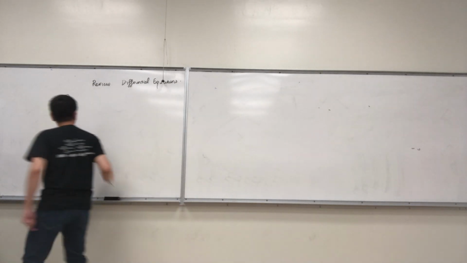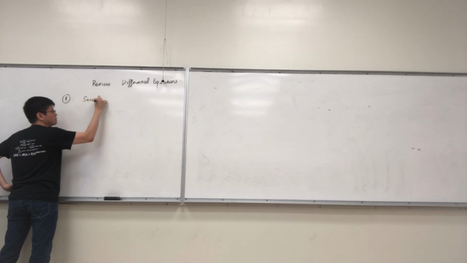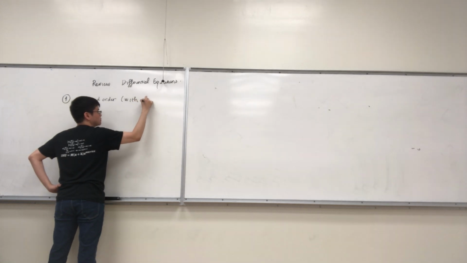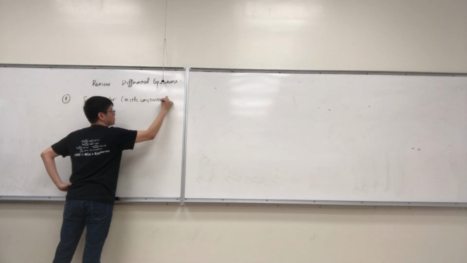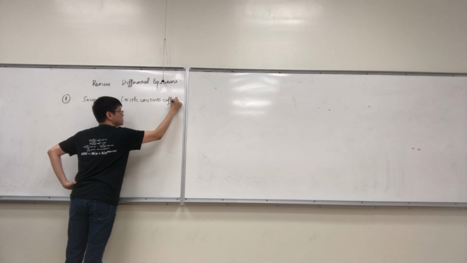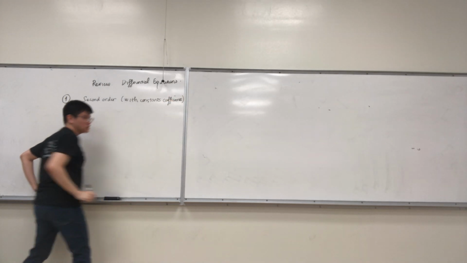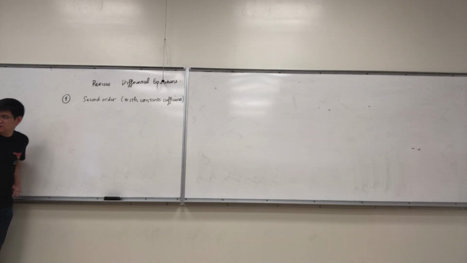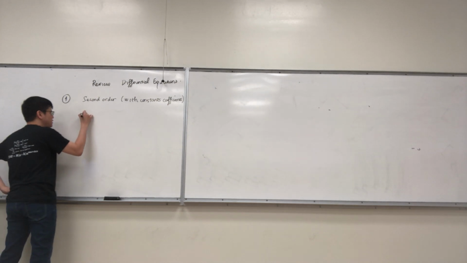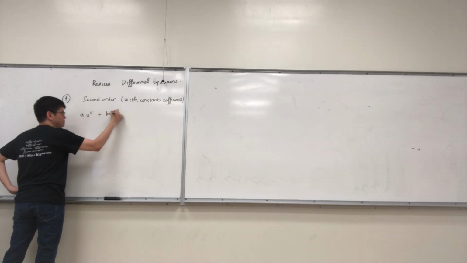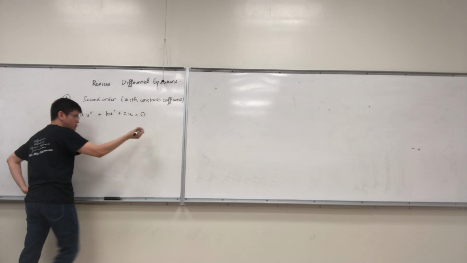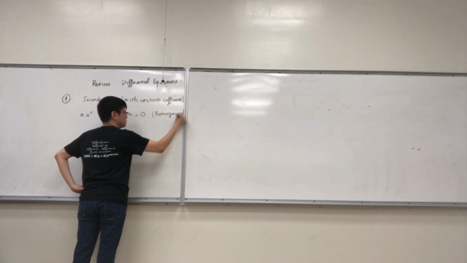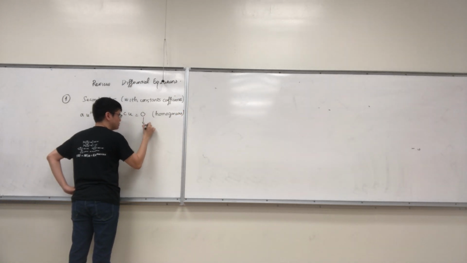Right, so second order with constant coefficient. All right. So for a second order differential equation with a constant coefficient, you have something like a u second plus b u prime plus c u is equal to 0. So this is the homogeneous case, which means that the right hand side is 0.